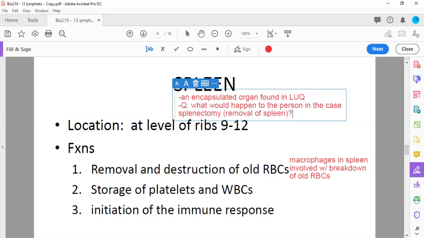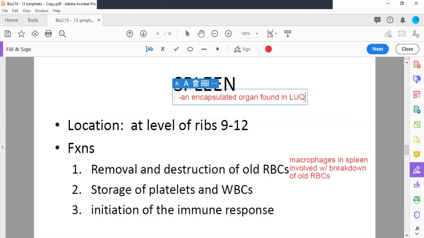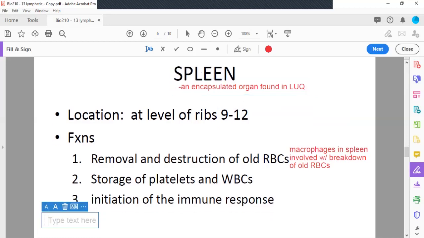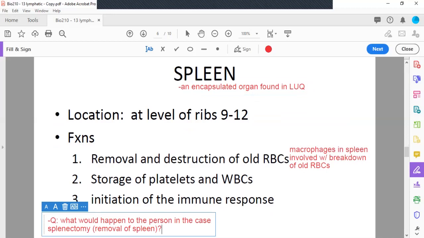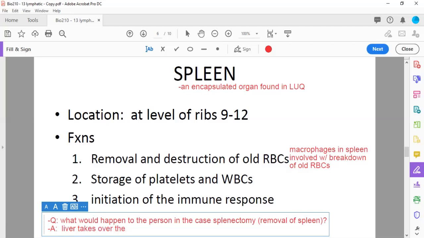Well, this is a good question to ask, and I'll address this in a different way. I'm going to move this because I need more space. So the question we're going to ask is what would happen to the person in the case of splenectomy? And the simple answer is, first and foremost, the liver takes over the function of the removal and destruction of old RBCs.